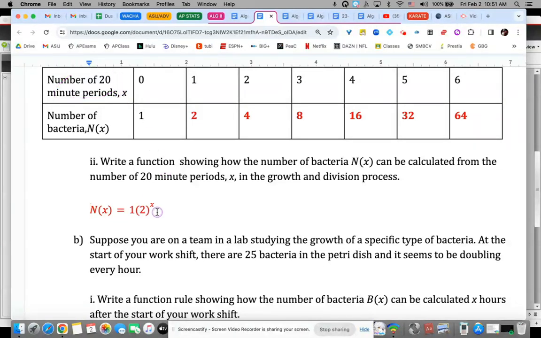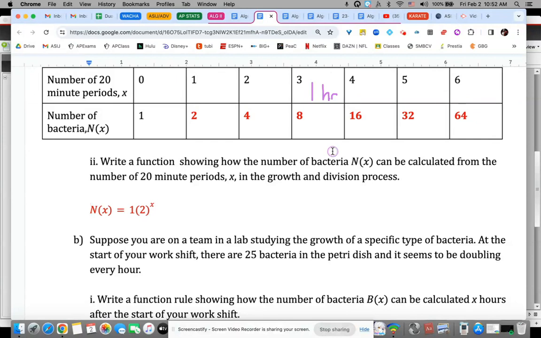So in my equation, I'm not going to put in 20 minutes or 30 minutes or 40 minutes. I'm going to put in 1, 2, 3, 4, but that's going to represent how many time periods. So after 3 time periods, how long did that take? Well, it took 20 minutes each one. So this is like 20, 40, this is like an hour, 60 minutes. So 3 time periods is an hour.